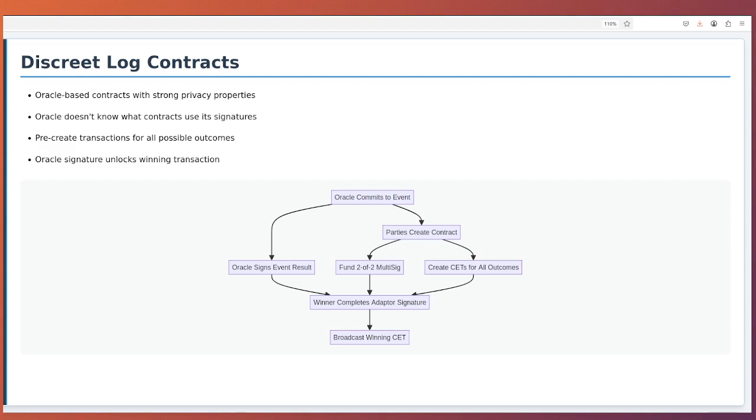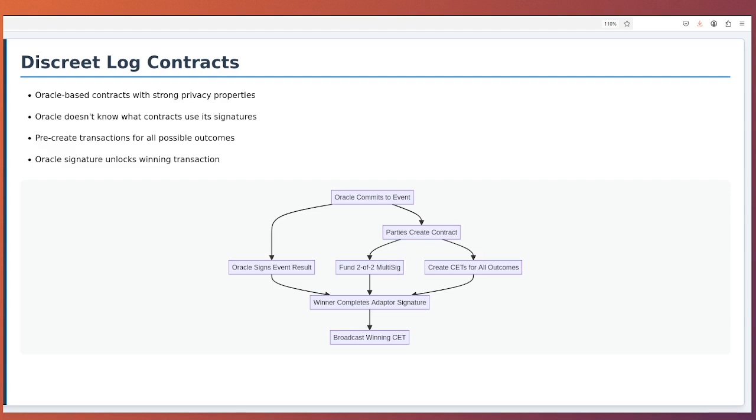An Oracle commits to signing a message about a future event, like the price of Bitcoin on a specific date. Two parties create a contract based on possible outcomes. For each possible outcome, they pre-create a transaction that distributes funds according to their agreement. These transactions are not broadcast initially. The Oracle publishes its signature when the event occurs. Whichever party wins according to the event outcome can complete the corresponding transaction using the Oracle signature. The Oracle's signature acts as a key that unlocks one of the pre-negotiated outcomes.